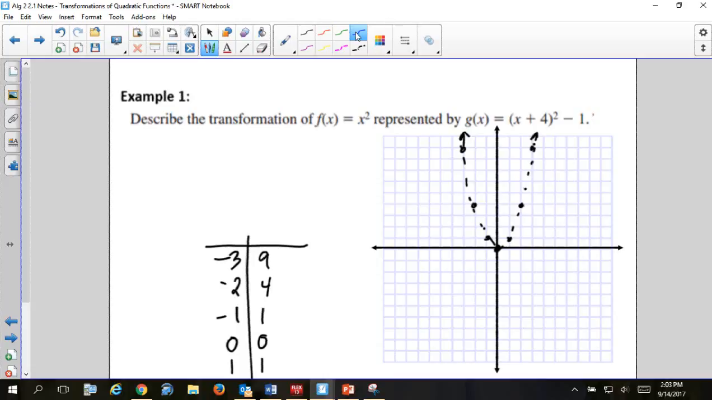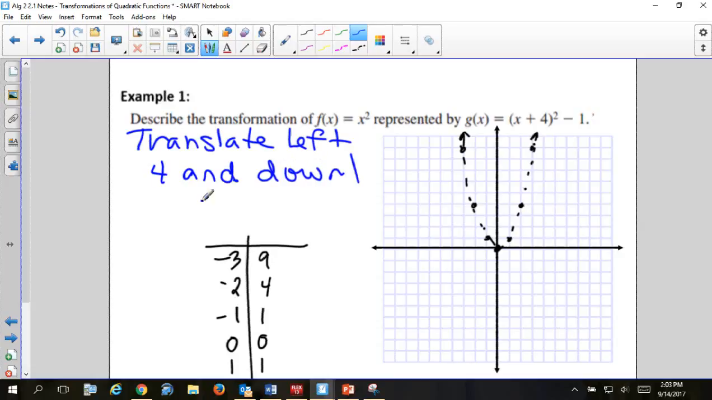So you graph your parent function and we look at the equation. It's got x plus 4 in the parentheses. What does that mean? Timothy, what's the x plus 4 mean? Translate left 4. And what's the minus 1 mean, Natalie? What's the minus 1? Translate down 1 unit.